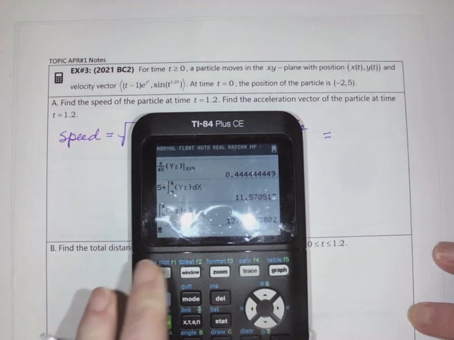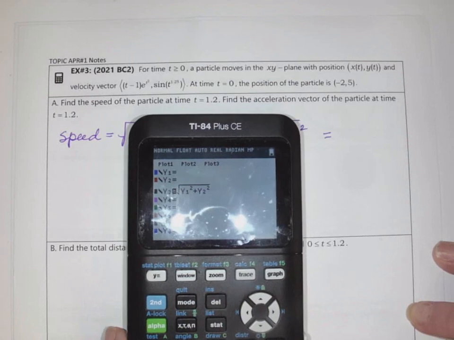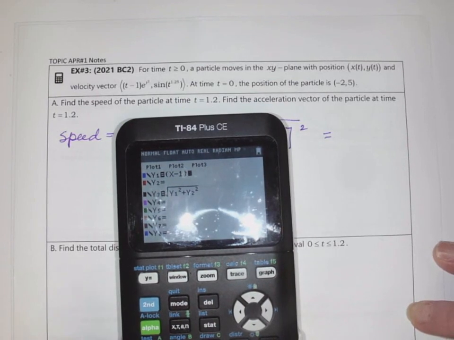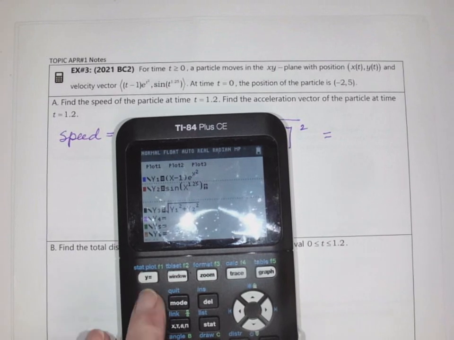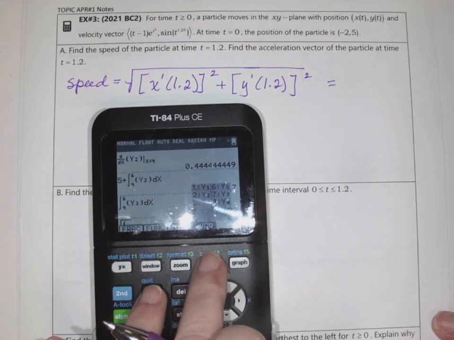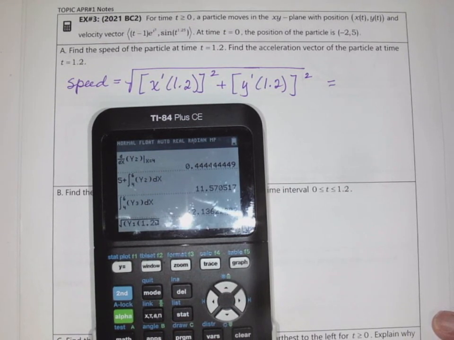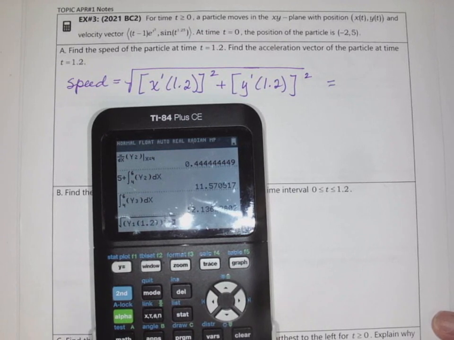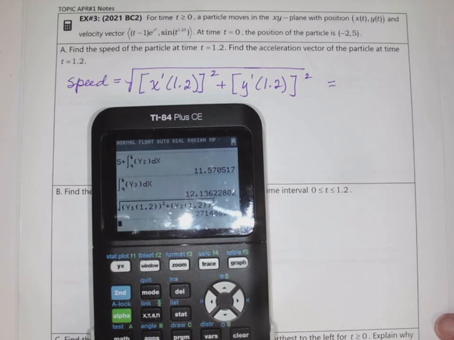So I am going to put my x and y prime in my y1, y2. So it'll be x minus 1 e to the x squared. And my next one will be sine of x raised to the 1.25. Okay, so now my functions are in there. I'm going to come home and I'm going to do square root, open parentheses, I'm going to do y1 at 1.2 squared plus, open parentheses, I'm going to do y2 at 1.2 squared. And we get 1.271.